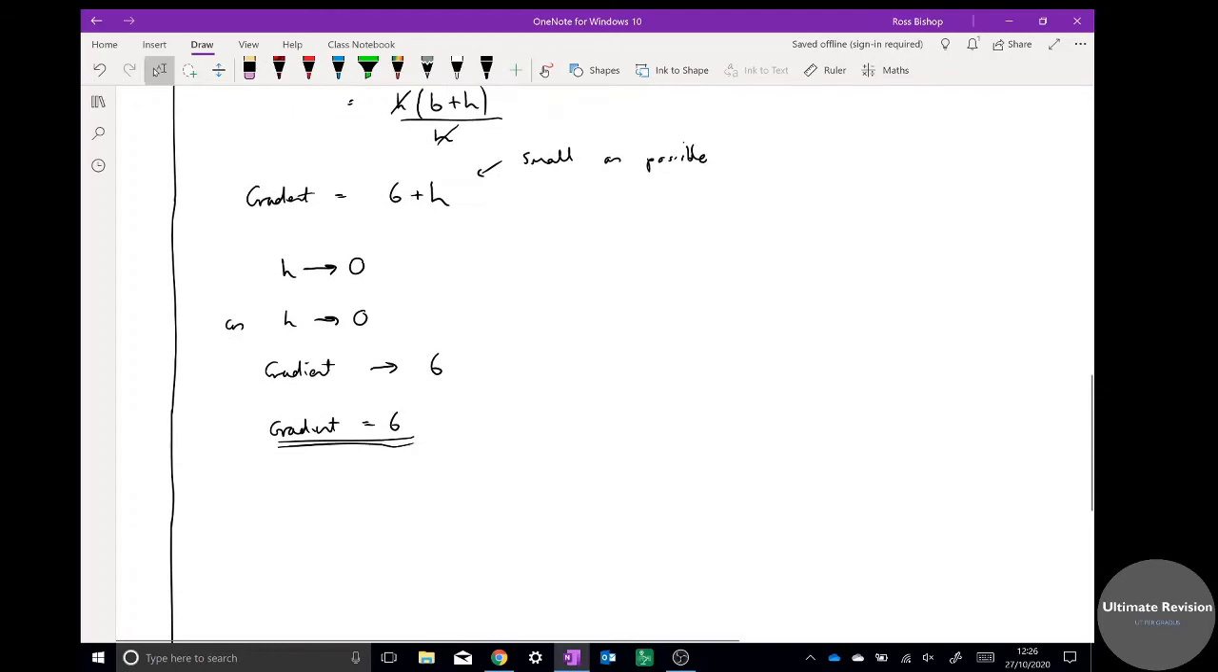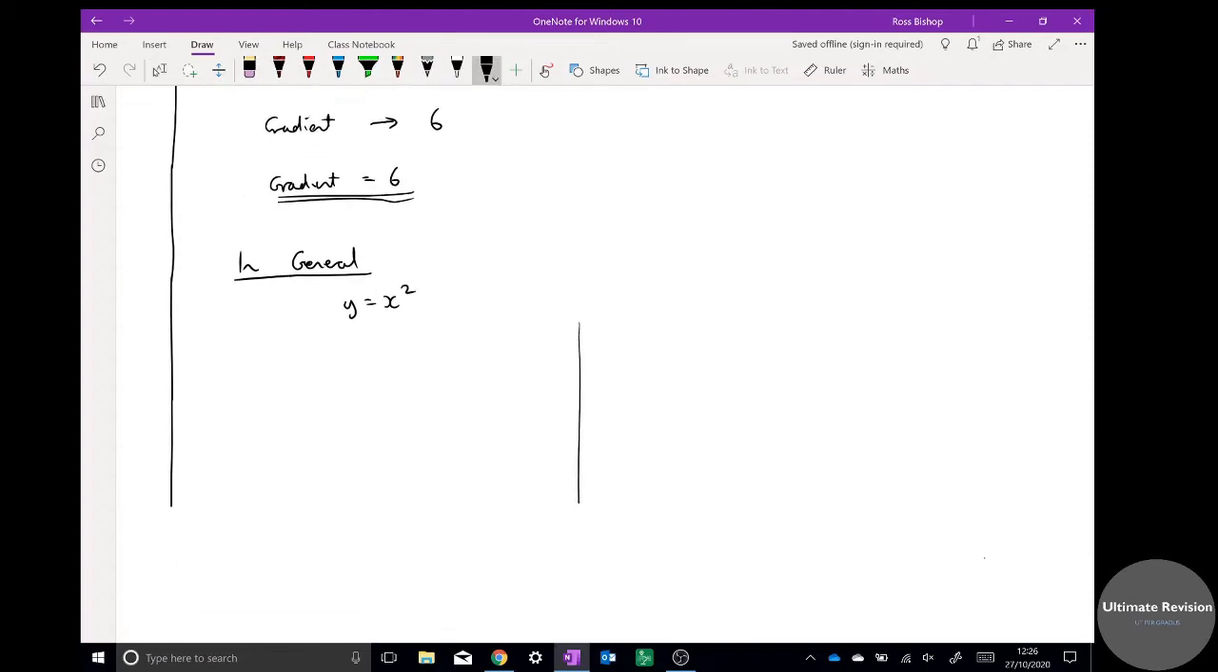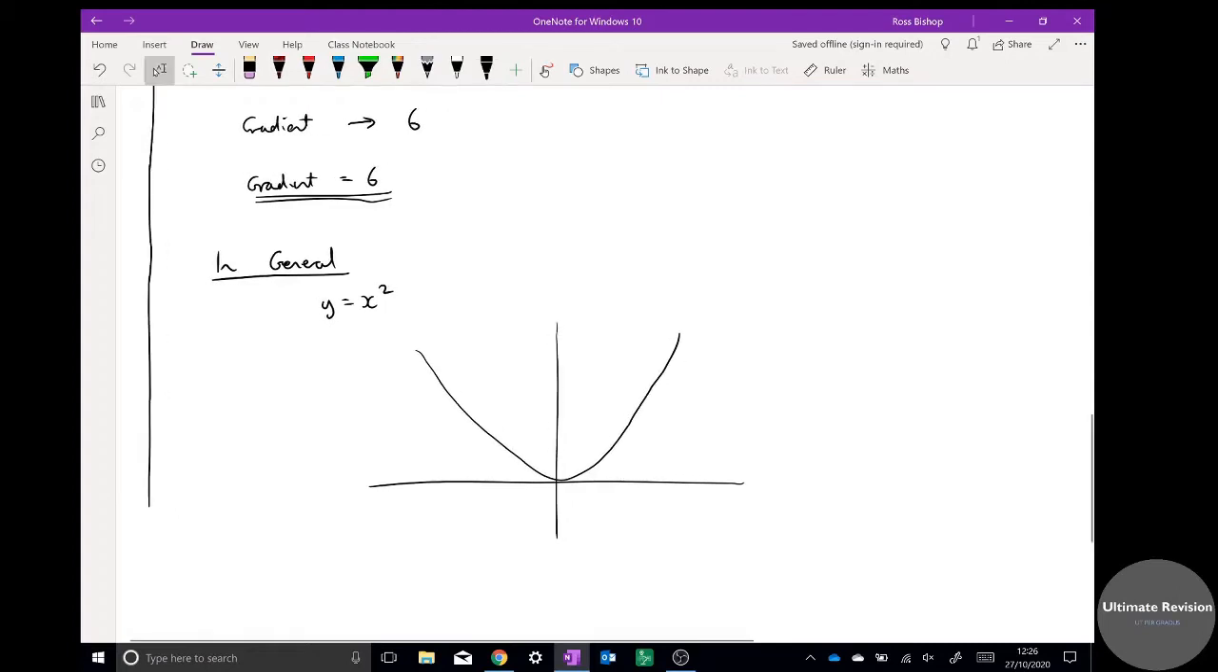Now, that seems quite a long-winded process, and we'll see a quick way in a minute, but I want to show what happens in general. So the gradient at any point. Let's stick with y equals x squared. So again, we've got the curve y equals x squared. And this time I'm going to look at just a general point, x, and the next point along, x plus h. Now, because this is y equals x squared, the height of that point is x squared, and the height of that point is x plus h squared.